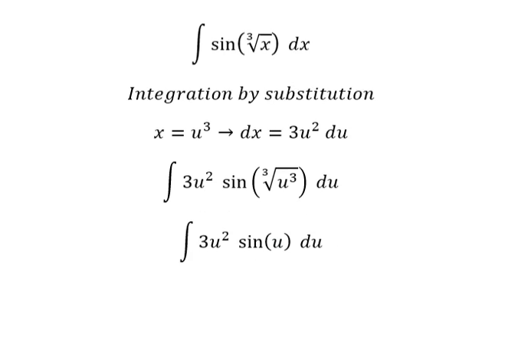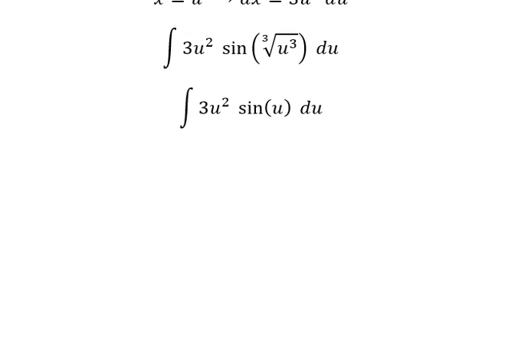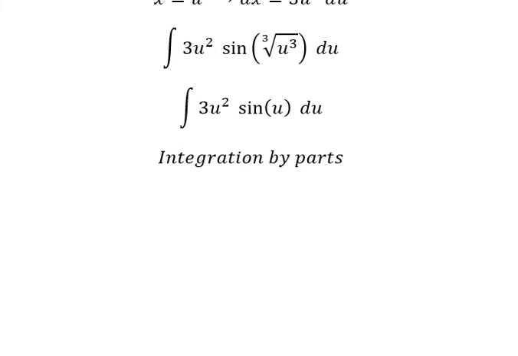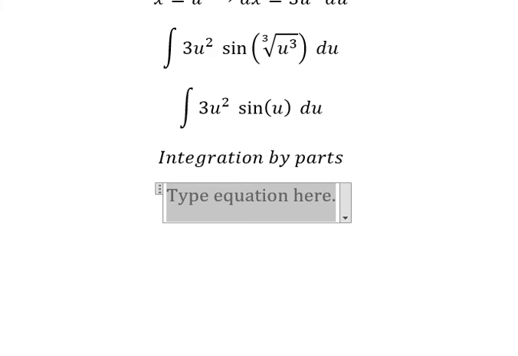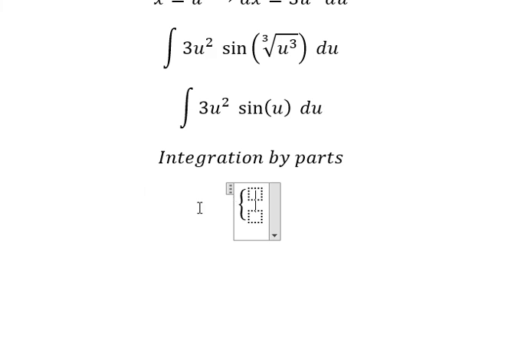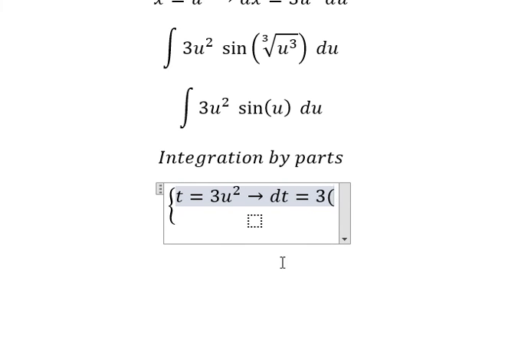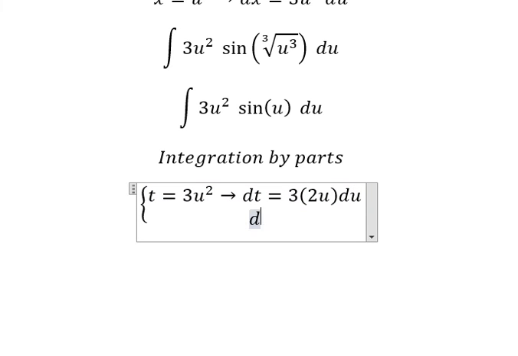Now we can use integration by parts. So I will put t equals to 3u square. Now we need to do first the derivative for both sides, and we have 2u du. dv is sine u du. The integration of this one, we have negative cosine u.